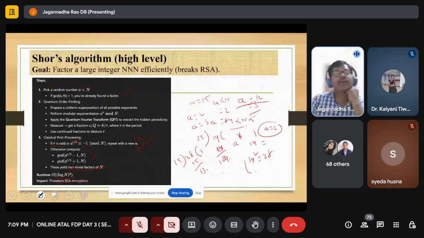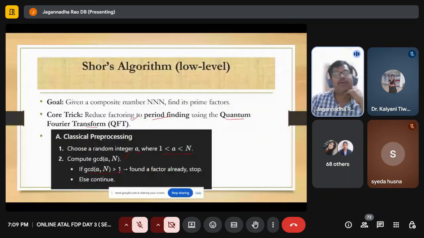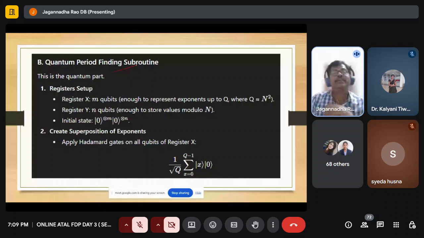So choose a random integer a, in between 1 and n. Calculate the GCD of a and n. If the GCD is not possible, then you continue. If the GCD of a and n is possible, you get that, decide this is a factor. And then the quantum period finding subroutine. If it is not equal, the first register steps: register x, m qubits, enough to hold the repeat exponents, with qubits.